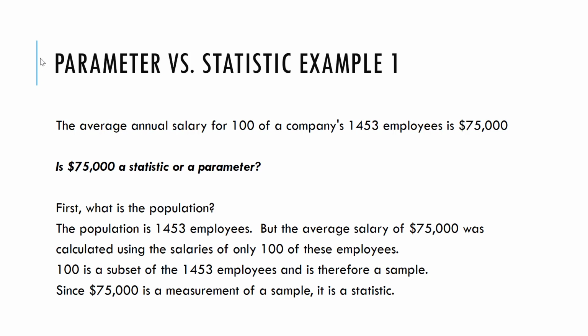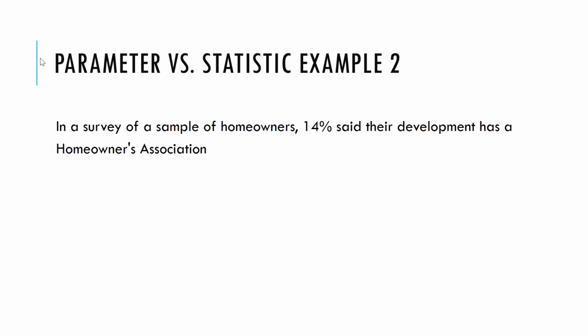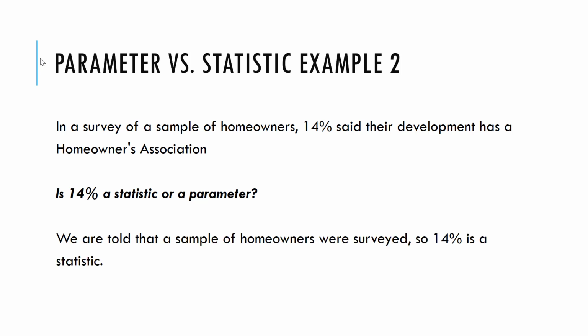Let's do another example. Remember, you can pause this video at any time, write down your own thoughts and answers, and then unpause it and see if you were correct. In a survey of a sample of homeowners, 14% said their development has a homeowners association. Is 14% a statistic or a parameter? Pause the video and write down your answer. We are told that a sample of homeowners were surveyed, so 14% is a statistic.